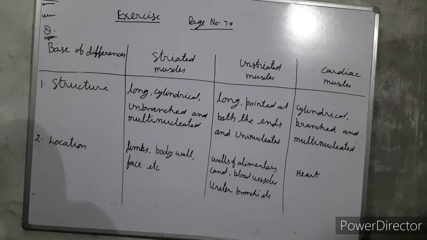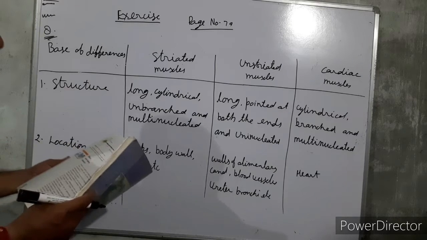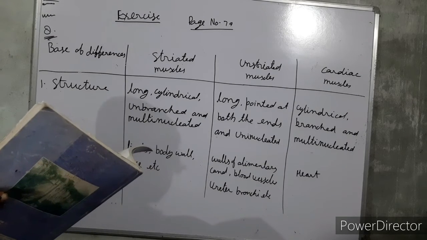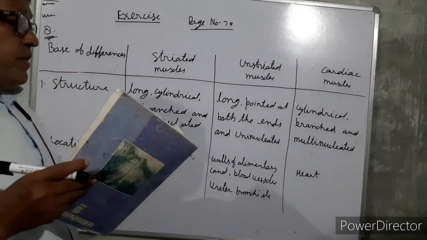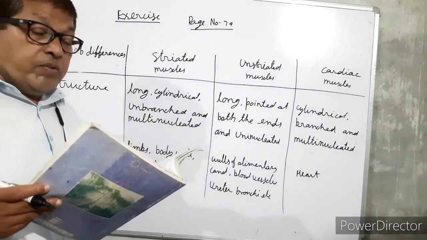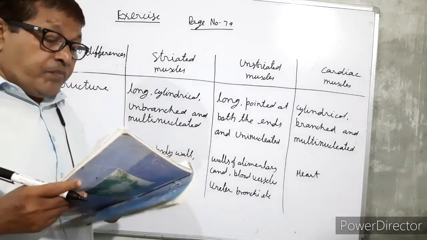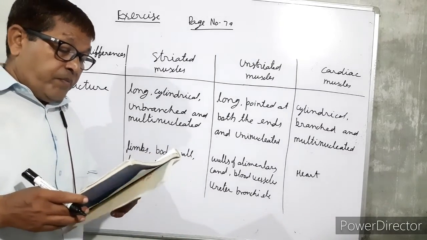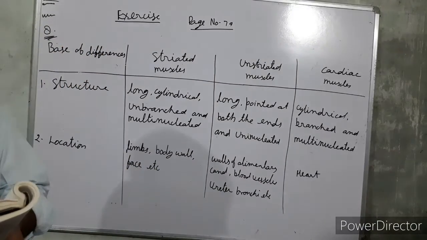Now see the next question. After the 8th question, the 9th question is: draw a labeled diagram of a neuron. The labeled diagram is given on page number 78, diagram 6.12. You can draw this diagram for question number 9.